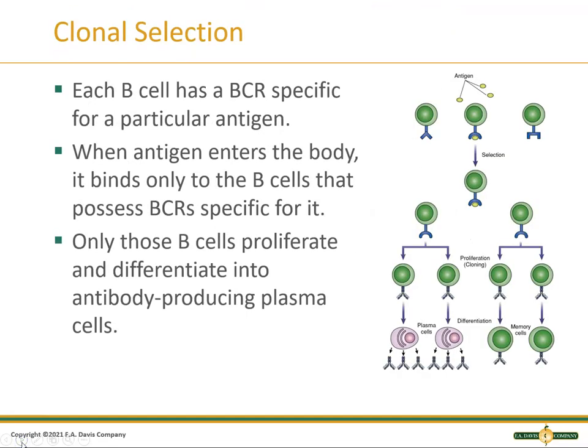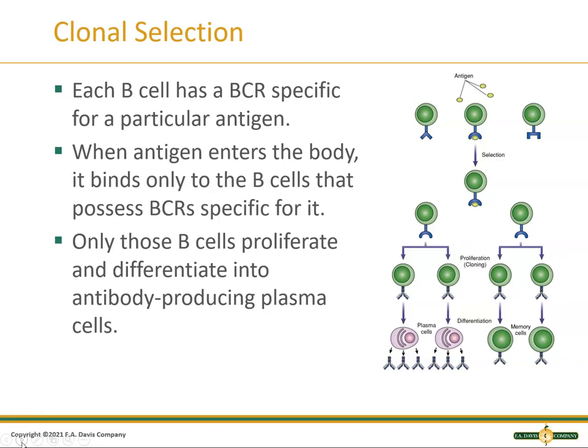So we have what we call clonal selection. In other words, each B cell has a B cell receptor, that's the BCR, specific for a particular antigen. That was the initial clonal idea that we thought of. So when an antigen enters the body, it binds only to the B cell that has that particular B cell receptor specific to it. Okay, so that's what this picture is showing.